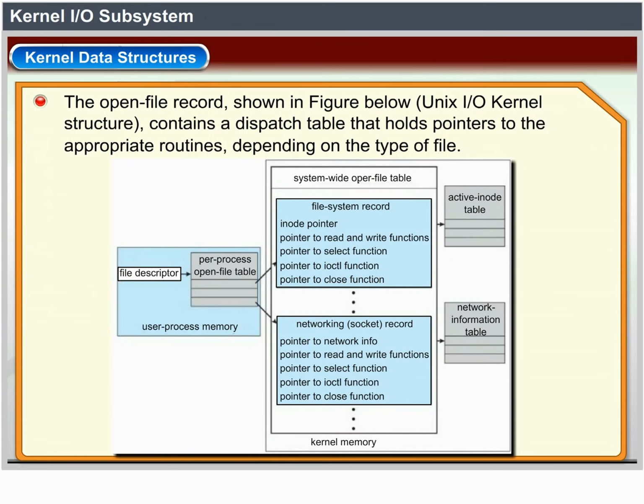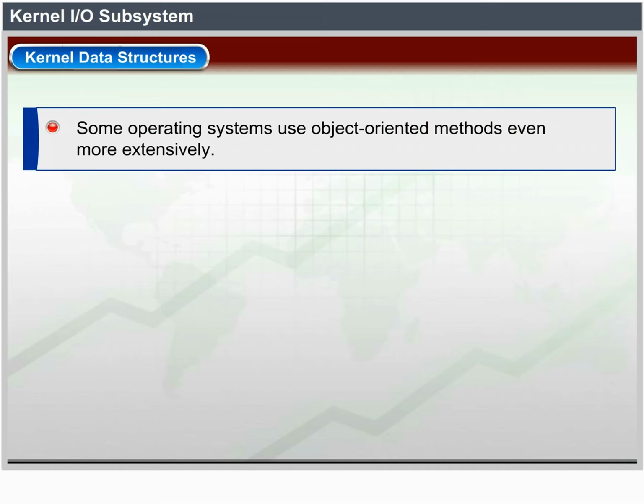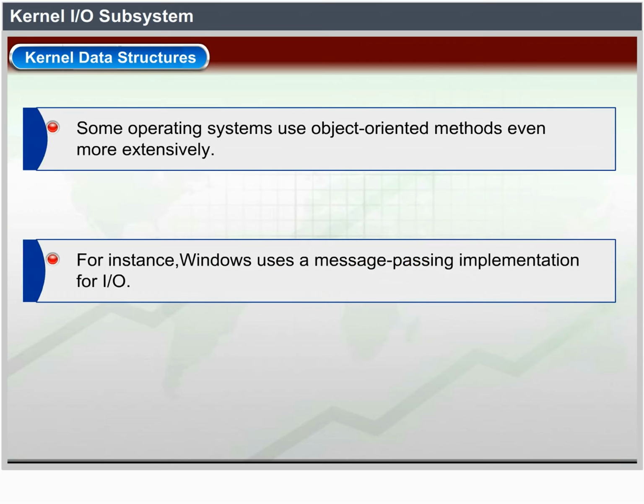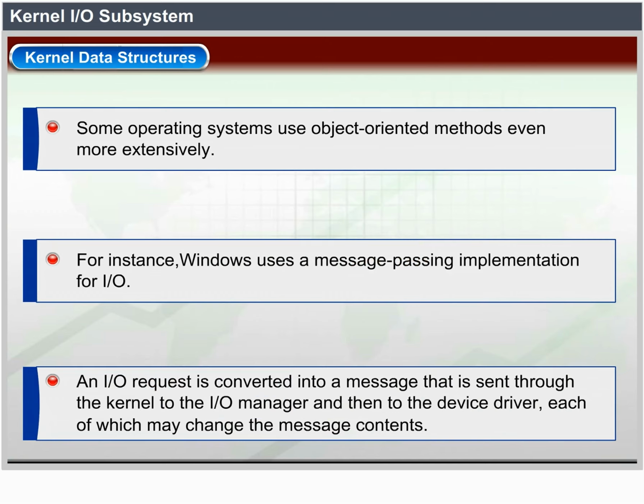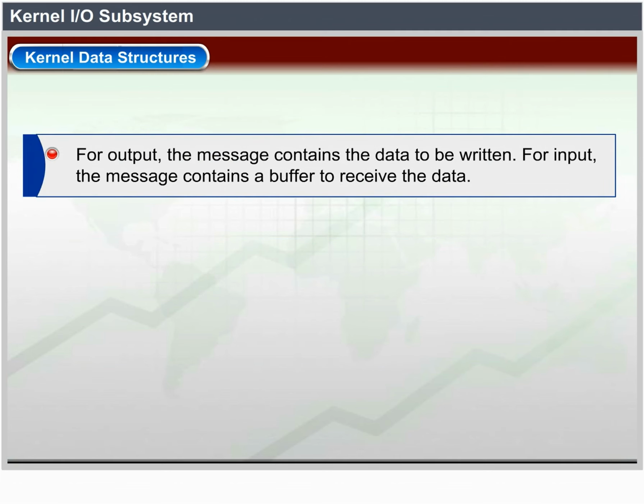Some operating systems use object-oriented methods even more extensively. For instance, Windows uses a message passing implementation for input-output. An input-output request is converted into a message that is sent through the kernel to the input-output manager and then to the device driver, each of which may change the message contents. For output, the message contains the data to be written. For input, the message contains a buffer to receive the data.